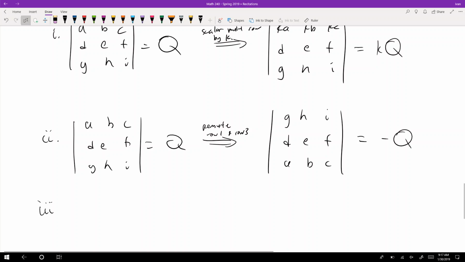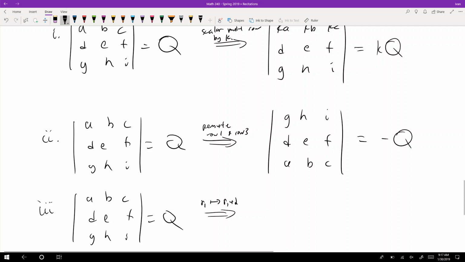Okay, the last determinant that we want to worry about then is the following: A, B, C, D, E, F, G, H, I is equal to Q. And let's say I replaced row 1 with row 1 plus 2 times row 2. So what do I have now? I have A plus 2D, B plus 2E, C plus 2F, D, E, F, G, H, I. Okay, and what's the determinant of this resulting matrix? Yeah, it's just Q. Nothing changes.